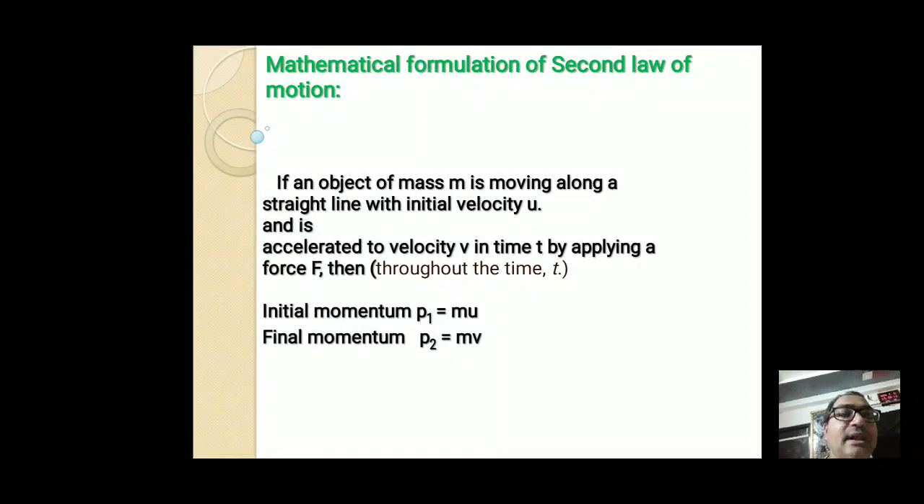And after certain time, when it changes momentum, its final momentum, or we can say the second momentum, is written as P2 is equal to m into v. m means mass of the object and v means final velocity. As per our definition, momentum is equal to the product of mass and velocity, so we apply this definition here for both the momenta.